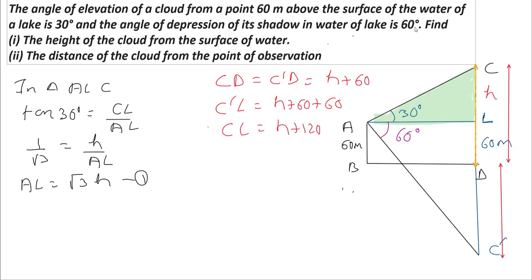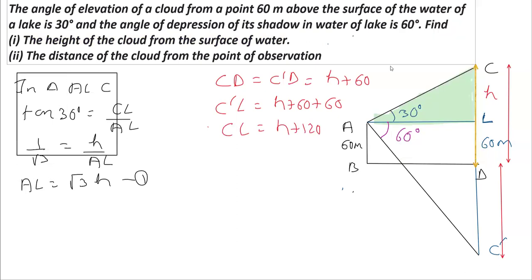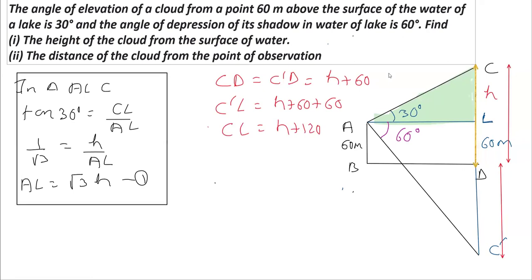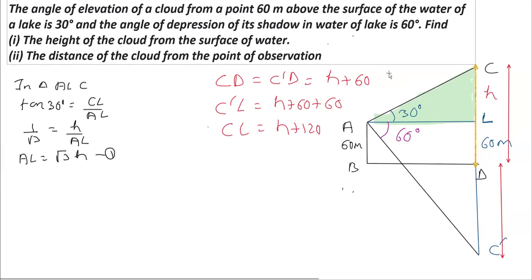Now we'll take another triangle here. Let's put this in a box first, the information which we have obtained. In the next part, we're going to take another triangle, and this time it is triangle ALC dash. This is another triangle we have taken.